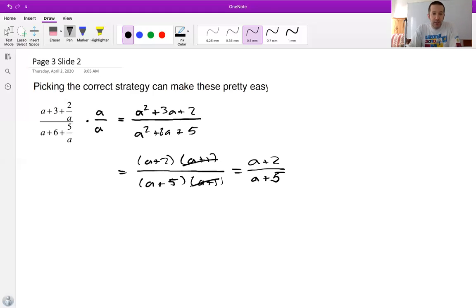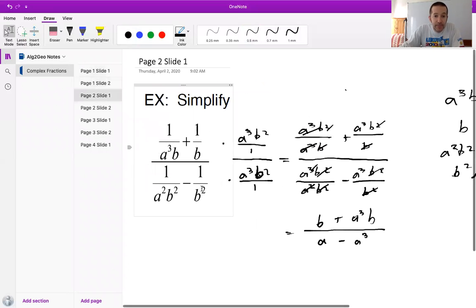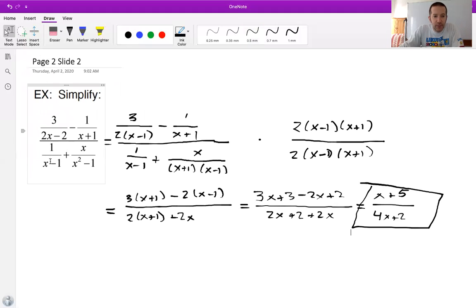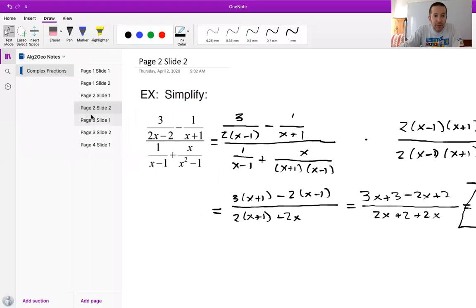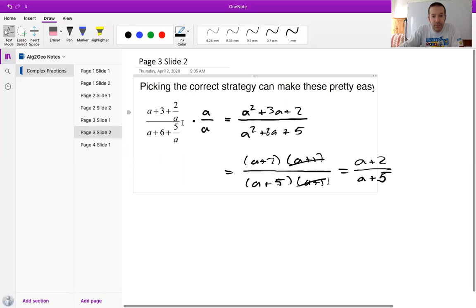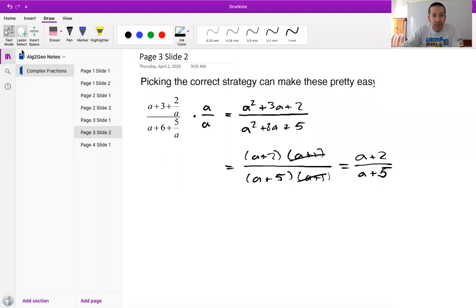So you can see that these kind of come in a bunch of different flavors. These ones where there's just these monomials in the bottom, and you just got to find the LCD like we did over here. These ones where sometimes these are binomials on the bottom, and you got to factor each one. This one was another one with monomials in the bottom, and there was a reminder that 4m is really a fraction like 4m over 1. And this one where the only thing that had a denominator were the a's, and at the end we had to factor and cross things out.